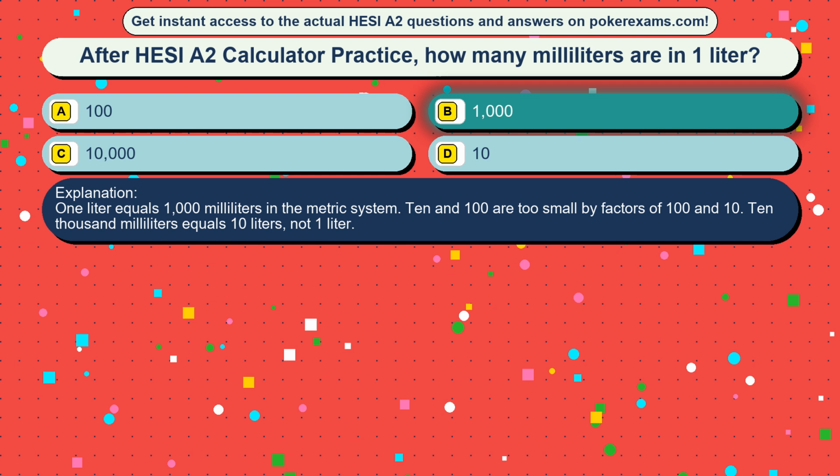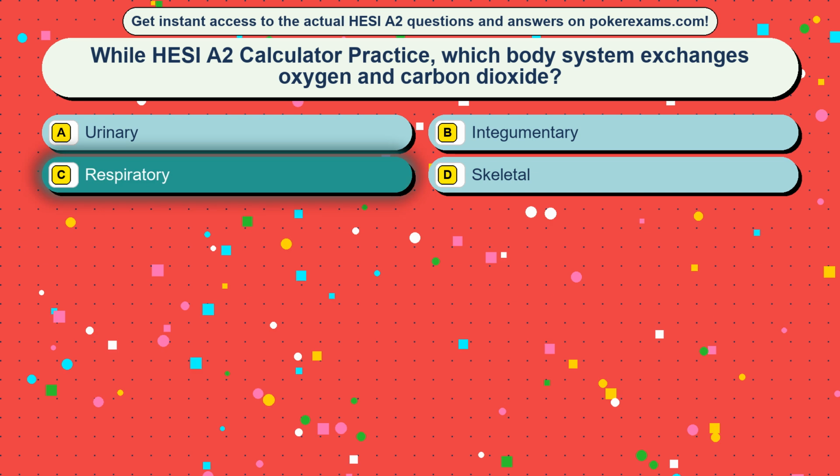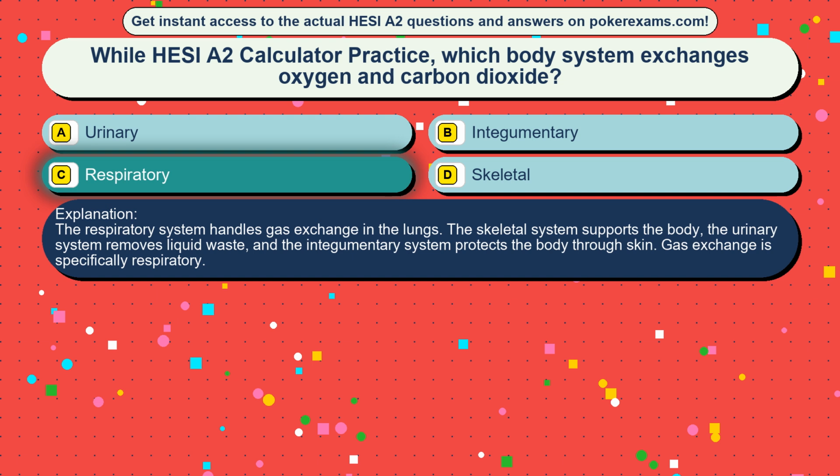Question 47. While HESI A2 Calculator Practice, which body system exchanges oxygen and carbon dioxide? Option A, urinary. Option B, integumentary. Option C, respiratory. Option D, skeletal. The correct answer is option C, respiratory. The respiratory system handles gas exchange in the lungs. The skeletal system supports the body, the urinary system removes liquid waste, and the integumentary system protects the body through skin. Gas exchange is specifically respiratory.